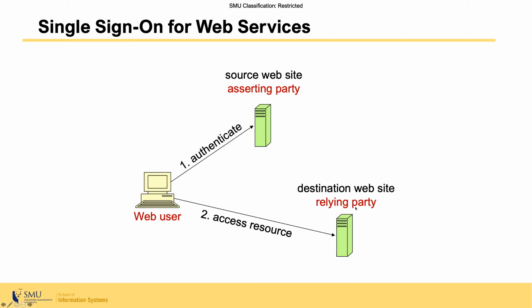Those relying parties have the resources that can be accessed by the web users, but behind the scenes, the asserting party and the relying party must already have a pre-existing trust relationship, just like SMU and Google and Microsoft have. So the idea behind it is that the web user would only want to log into the asserting party once every session. And then whenever this web user wants to use the resources from the relying party, this asserting party will take care of sending out the information about this web user to the relying party. So that is the idea behind it.